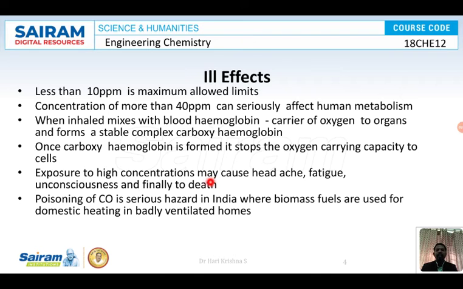Exposure to higher concentrations of carbon monoxide leads to headache, fatigue, unconsciousness, and finally death. Poisoning by carbon monoxide is a serious hazard in India, where biomass fuels are used for domestic heating in badly ventilated homes. Biomass, that is fossil fuels, is burned in badly ventilated places where the carbon monoxide cannot escape into the atmosphere. Because of that, carbon monoxide accumulates inside the house. When you inhale more of it, it leads to headache, breathing problems, and finally it may lead to death also.